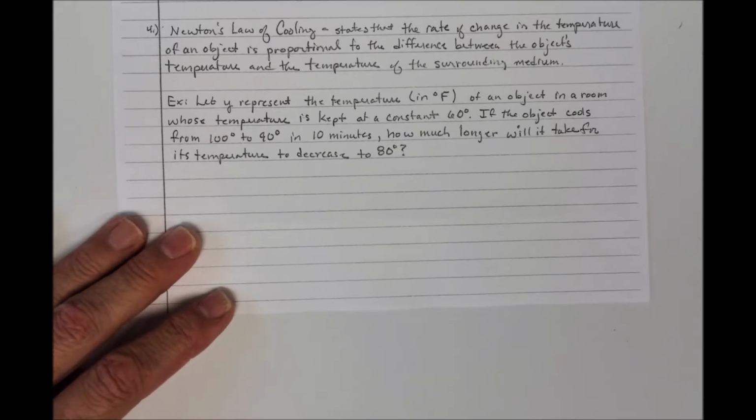Let Y represent the temperature in degrees Fahrenheit of an object in a room whose temperature is kept at a constant 60 degrees. Now that's chilly. We assume Fahrenheit. If the object cools from 100 degrees Fahrenheit to 90 degrees Fahrenheit in 10 minutes, how much longer will it take for the temperature to decrease to 80 degrees?